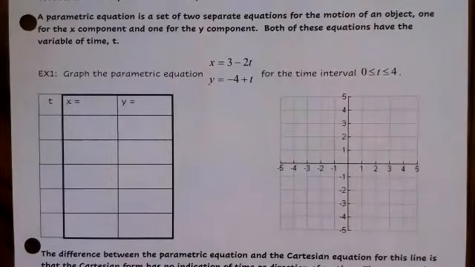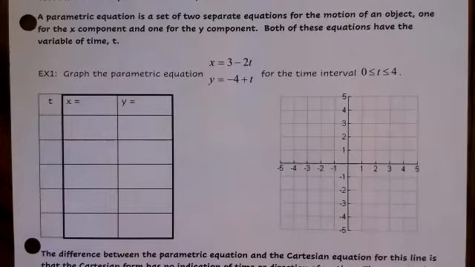Today we're going to start our section on parametric equations. We're going to start pretty simple, and then we're going to move on to real world problems as we move forward on these lessons. A parametric equation is a set of two separate equations for the motion of an object, one for the x component and one for the y component. Both of these equations have the variable of time, t.